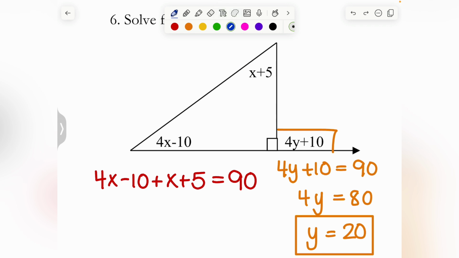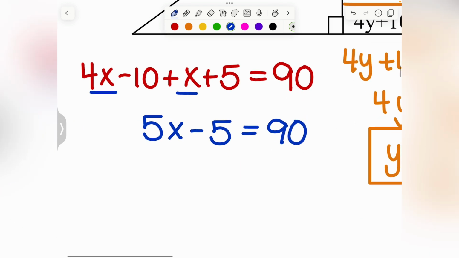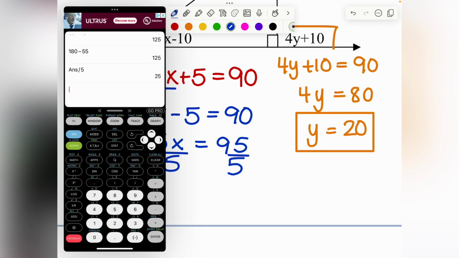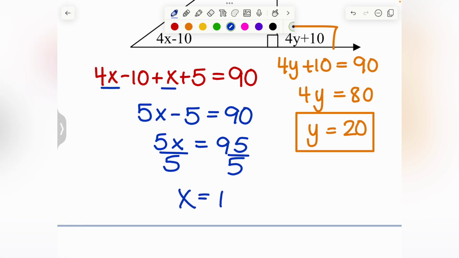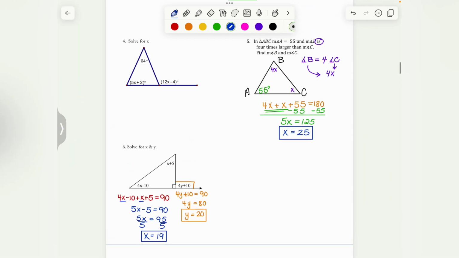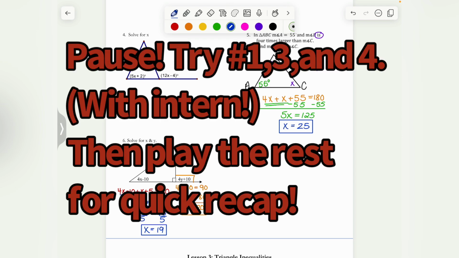Okay, so we're going to do 4x and x combines to 5x minus 5 equals 90. Add the 5, divide the 5. So 95 divided by 5 is 19. Solved for x and y. Okay, Sammy is going to do numbers 1, 3, and 4 with you, and then you guys can check the answers.